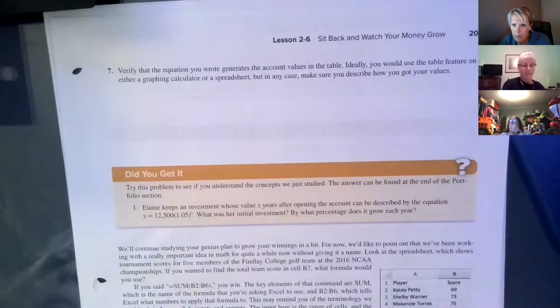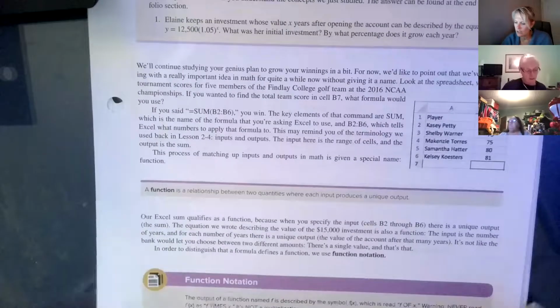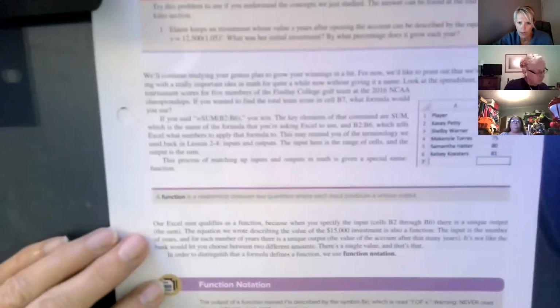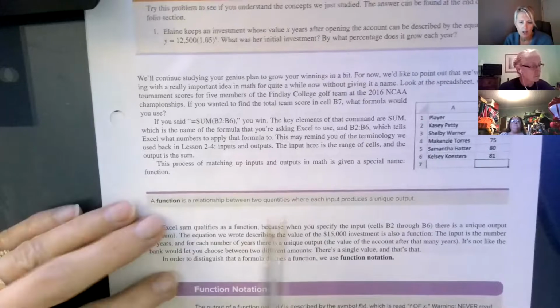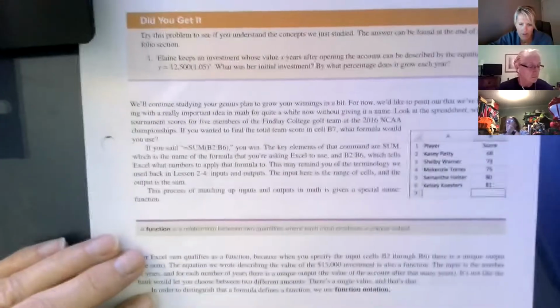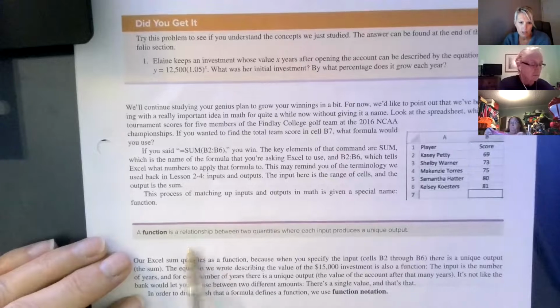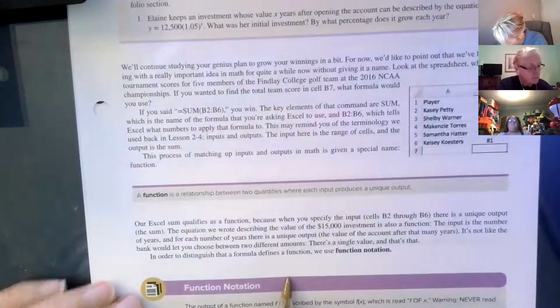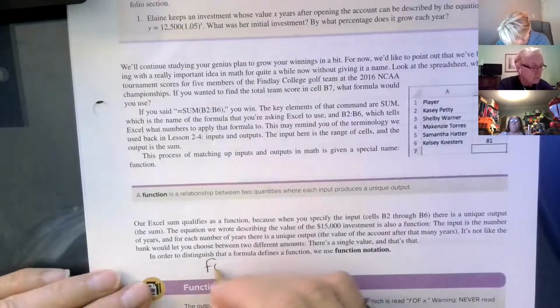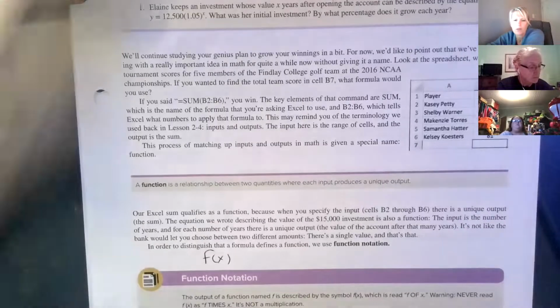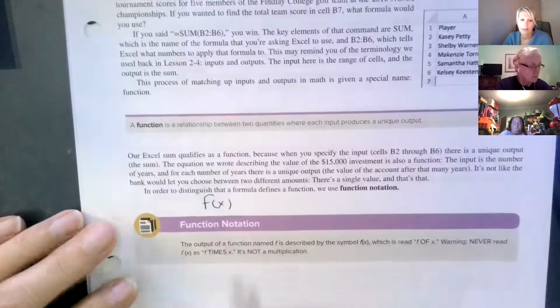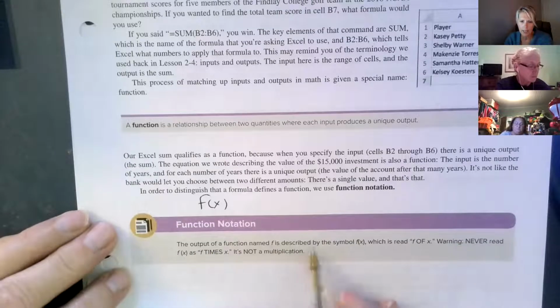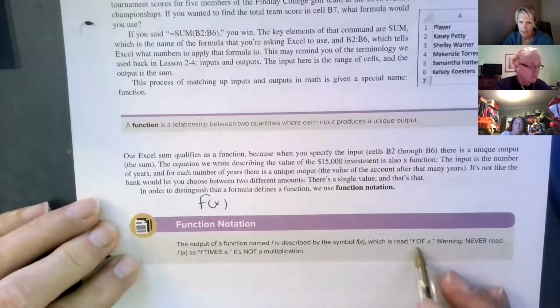So here at the bottom of page 209, they talk about function notation and what a function is. A function is basically just a formal way to write a recipe, like an equation. It says a function is a relationship between two quantities where each input produces a unique output. And so we are going to write ours in this function notation of f of x. In the circle box, it says the output of a function named as described by the symbol. We say it f of x.